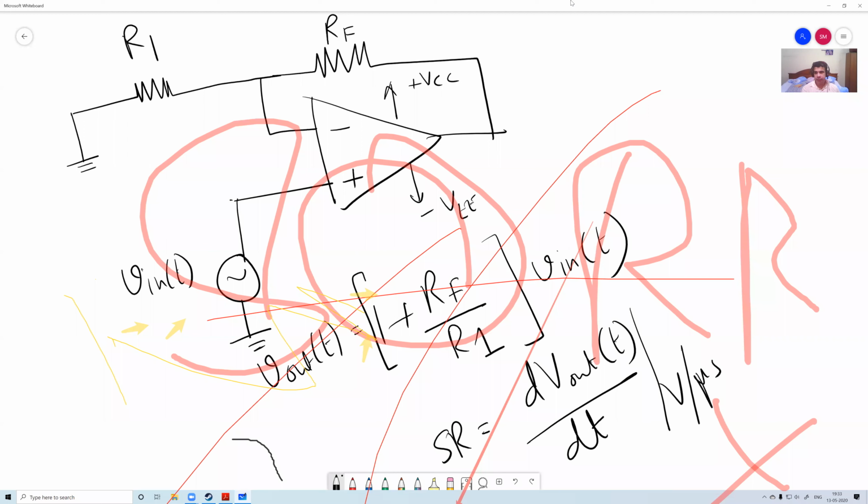Okay, I explained it in terms of this circuit, but it's not that slew rate is valid only for this circuit. It applies to all circuits. This was just one example.